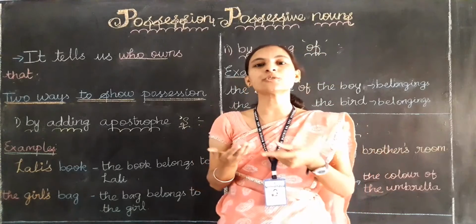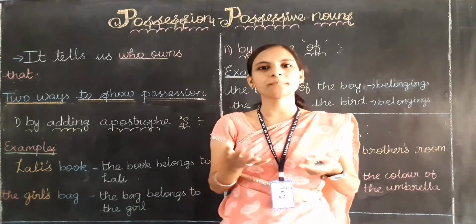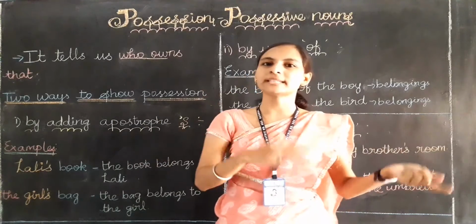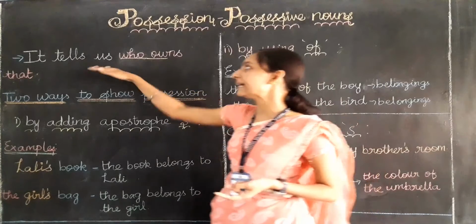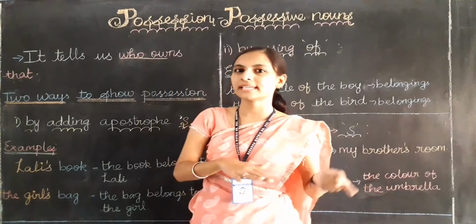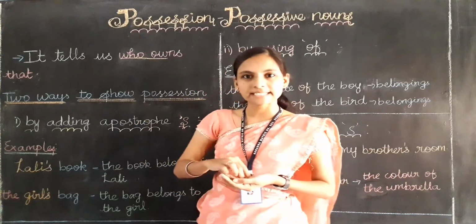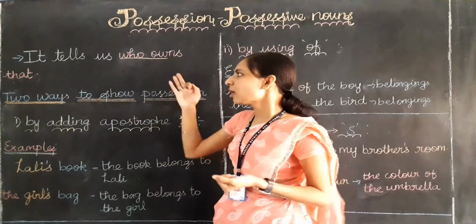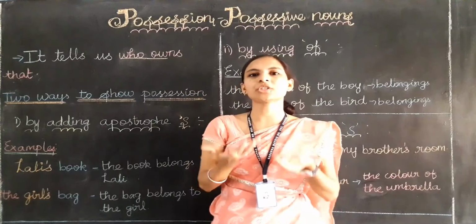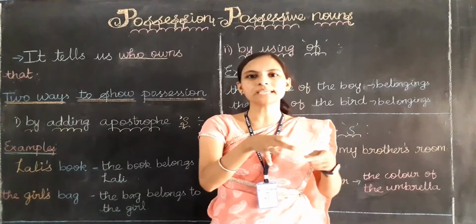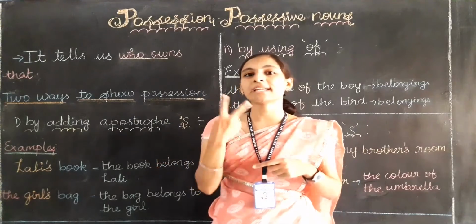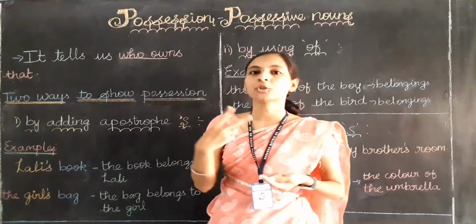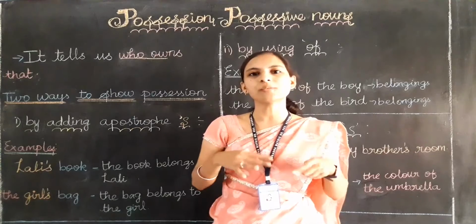Possessive nouns are used to talk about ownership. They show the ownership of a thing or a person. That is, they tell us who owns that thing or person. So how can we show the ownership of things or persons? There are two ways to show possession. Let's learn them one by one.